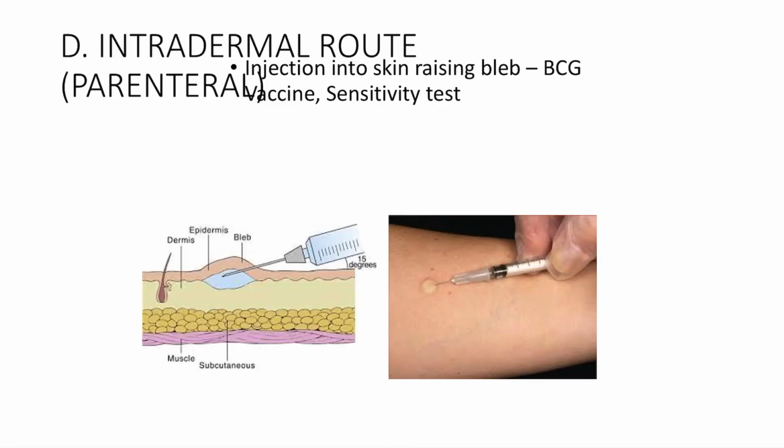Intradermal route. Here the needle is introduced into the dermis or the skin, so there is a chance of raising of the skin. So here there would be raising of the skin, and this is the most commonly used route for giving vaccines or for sensitivity testing of some drugs like penicillins.